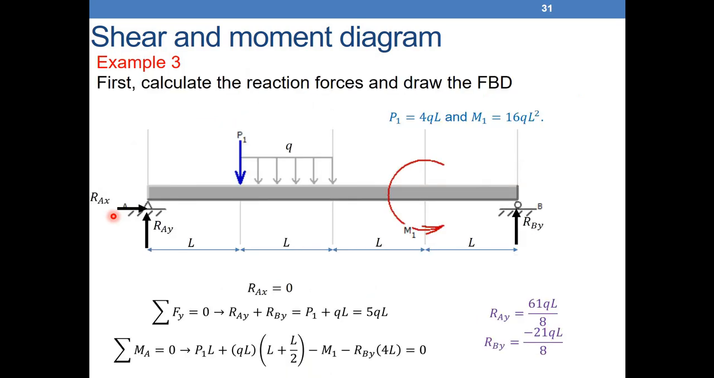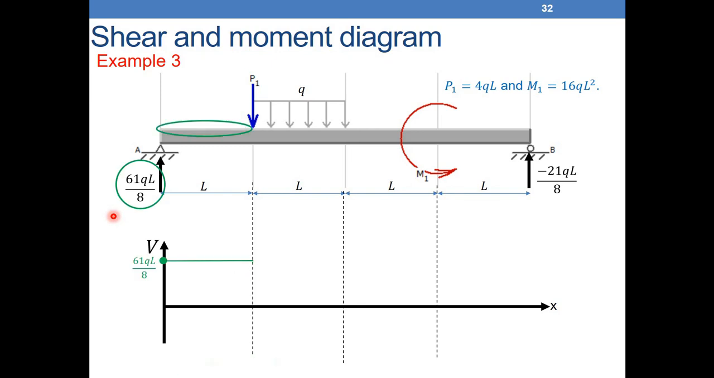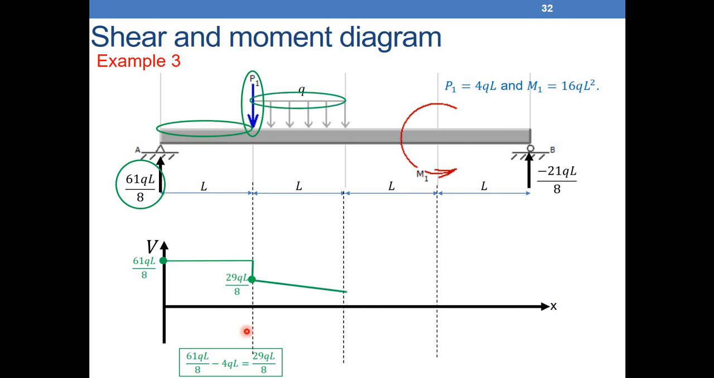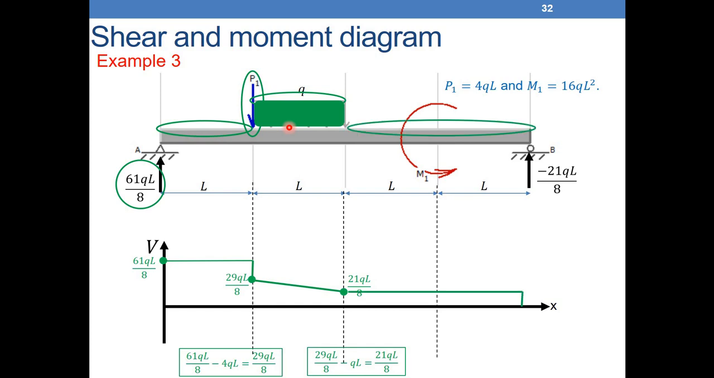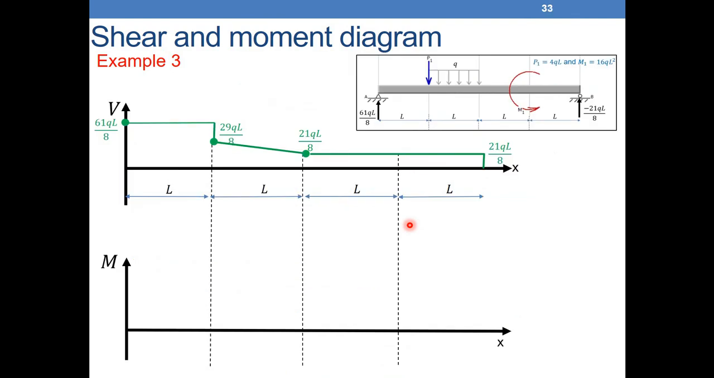Okay, so everything is fine now. To repeat very quickly, 61 QL over 8, we start. We don't have any load. The shear force is constant. We go down by V1. We go down as a line, and the difference between the point here and the point here is equal to the area of the rectangle here. After that, we found 21 QL over 8. After that, we don't have any load until the end. As you can see, the moment here has no effect on the shear force diagram because we just care about the forces.